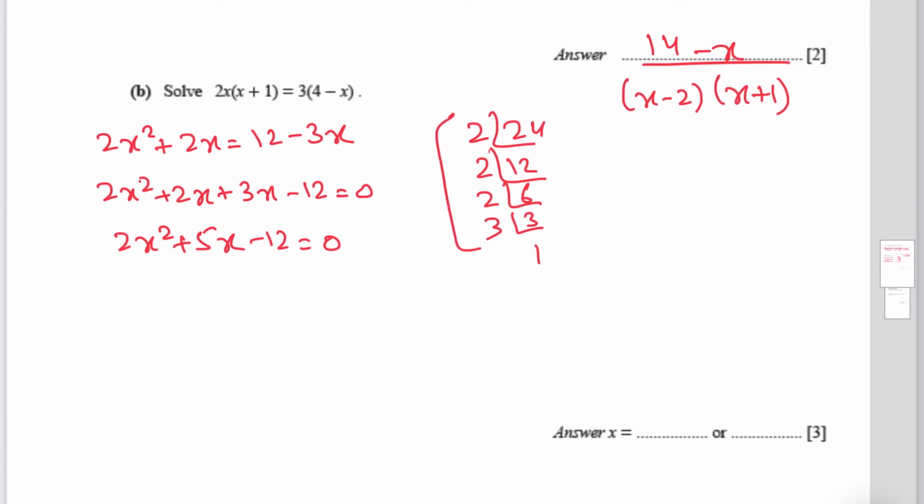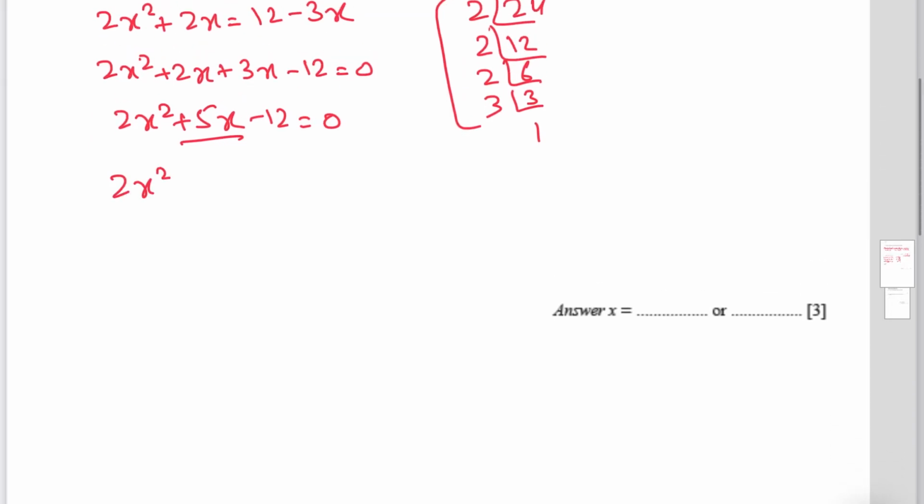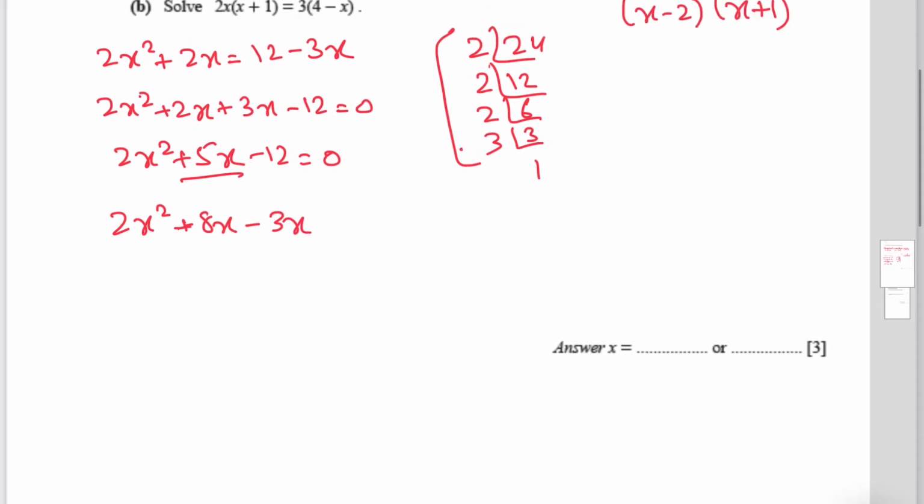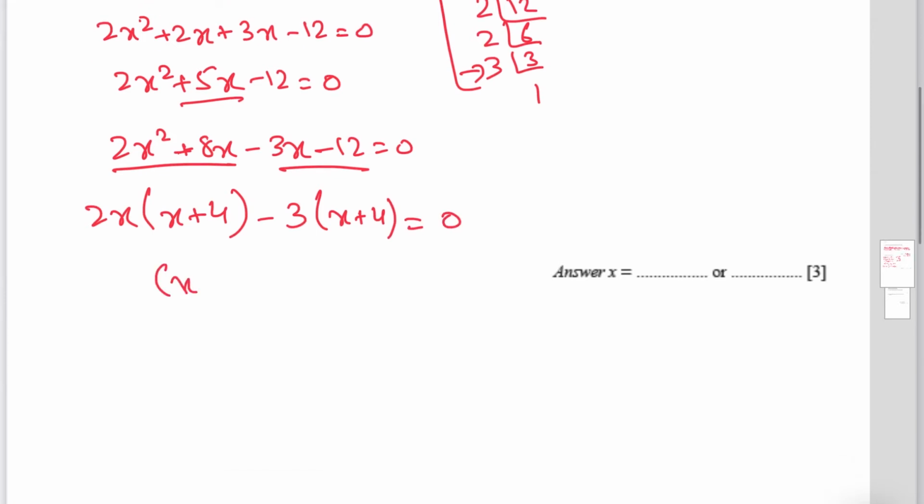Now from these numbers we have to make the middle value, which is positive 5, so you do 2 times 2 times 2, which is 8, so you write 2x squared plus 8x minus 3x, because the 3 was left, minus 12 equal to 0. And then you start simplifying it, so you have 2x as the factor from the first part and x plus 4 inside it. Then you have negative 3 from the second part and x plus 4 inside it. This is equal to 0. So x plus 4 is one of the factors and 2x minus 3 is also another factor. This is equal to 0.